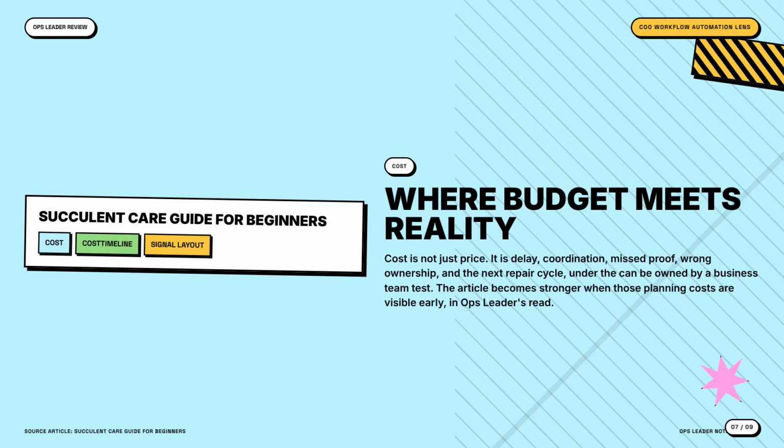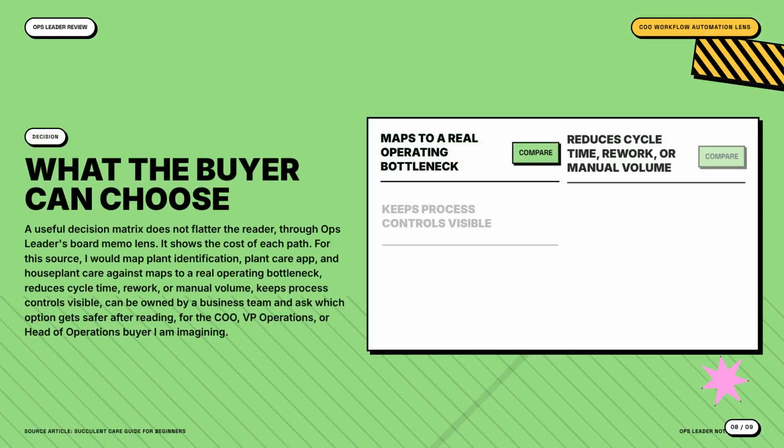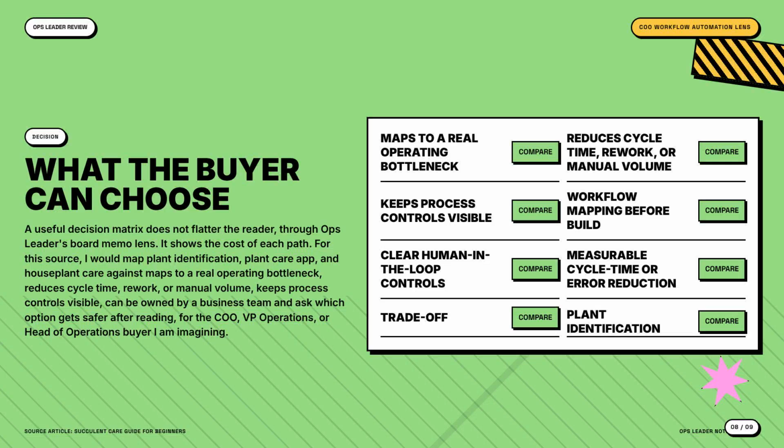Cost is not just price. It is delay, coordination, missed proof, wrong ownership and the next repair cycle, under the can be owned by a business team test. The article becomes stronger when those planning costs are visible early, in Ops Leaders read. A useful decision matrix does not flatter the reader through Ops Leaders board memo lens. It shows the cost of each path.